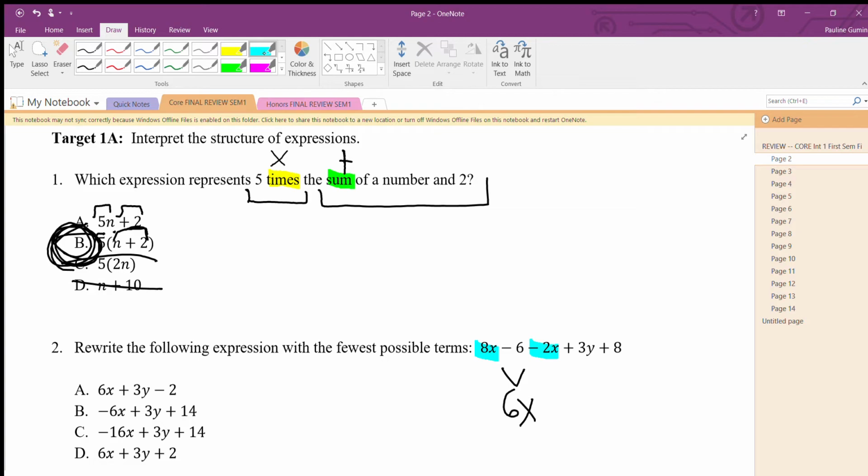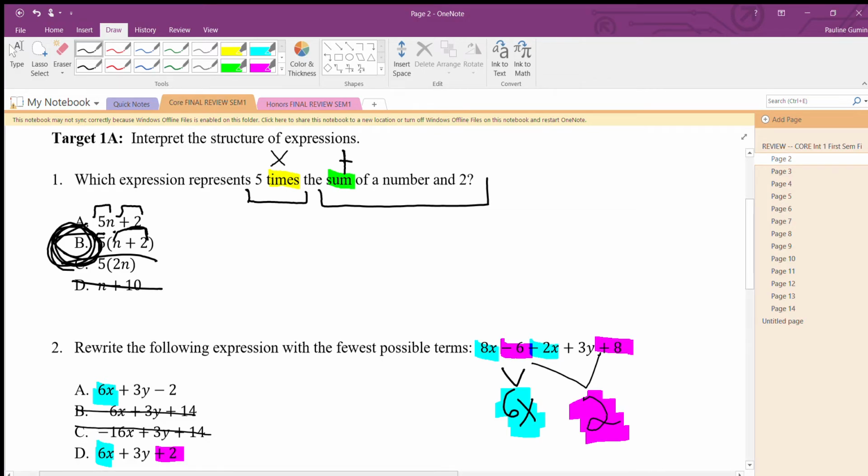The only 6x's I see are in letter A and letter D, which means B and C are already not our options. I'm going to continue to the next term. The next term is minus 6. That doesn't have any variables. I look at my expression and I see a plus 8, which also has no variables. Minus 6 plus 8 gives us a positive 2, and the only option that has that is letter D, so that's our answer.